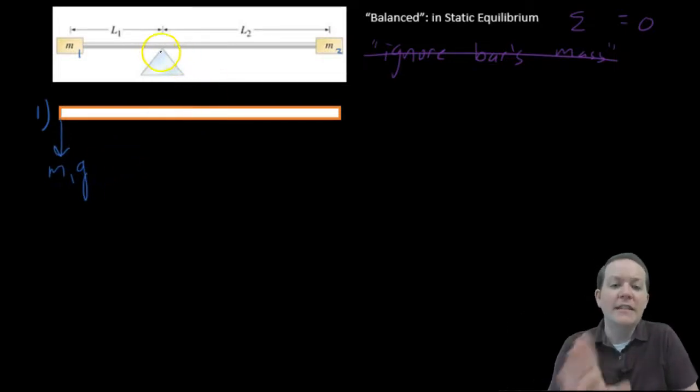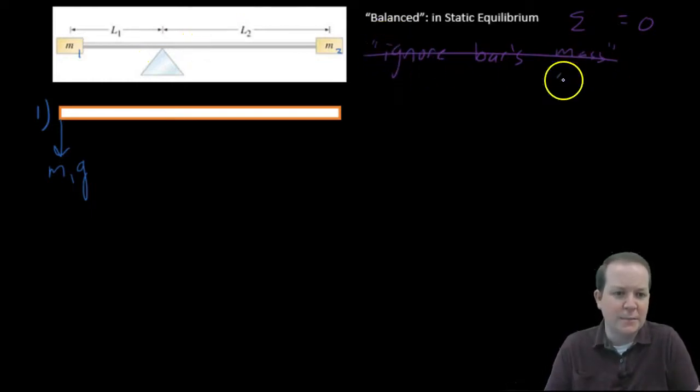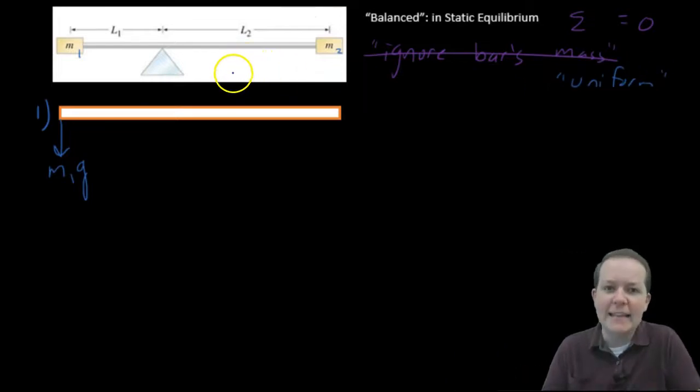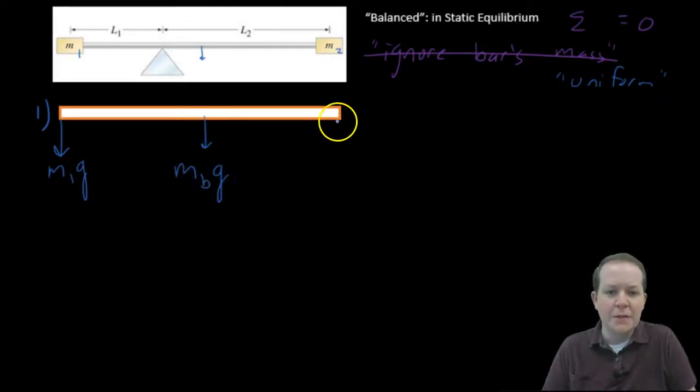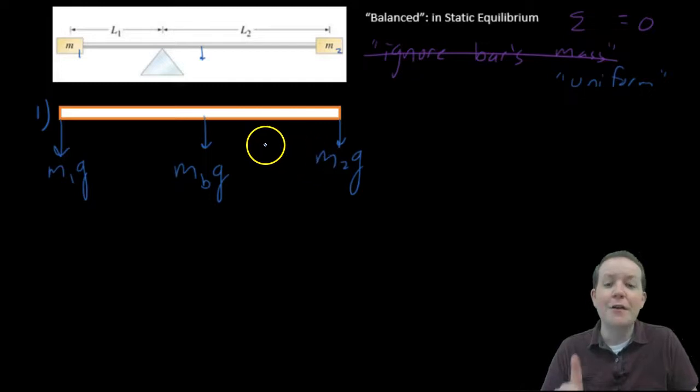Now, if this bar does have mass, and if it's uniform, okay, it'll usually say it's uniform, so that might also be something you see, uniform. If it's uniform, where is that weight acting? Right in the middle. So I'm going to put the weight right in the middle. Maybe I'll call that the mass of the bar times G. There's also this thing right here. There's the mass 2 times G. Any other forces? There is.